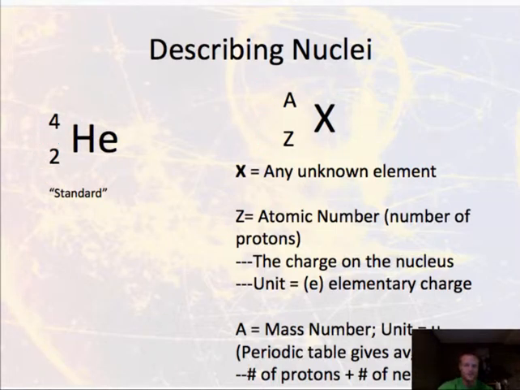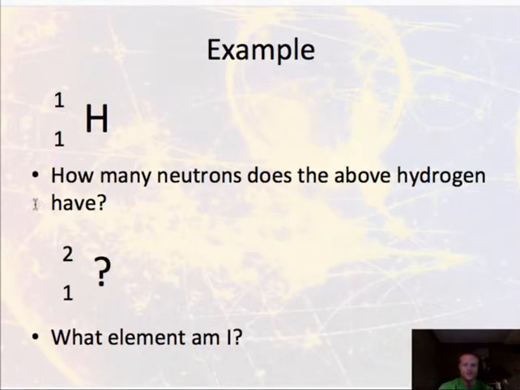Okay, let's do a quick example here. Here is a hydrogen. I notice it has an atomic number of 1 and an atomic mass of 1. The question is, how many neutrons does the above hydrogen have? Well, the way to figure out how many neutrons an atom has is to take the top number and subtract the bottom number from it. So what is 1 minus 1? Well, that is 0. So this one has 0 neutrons.